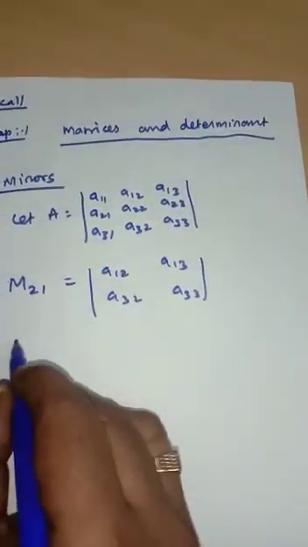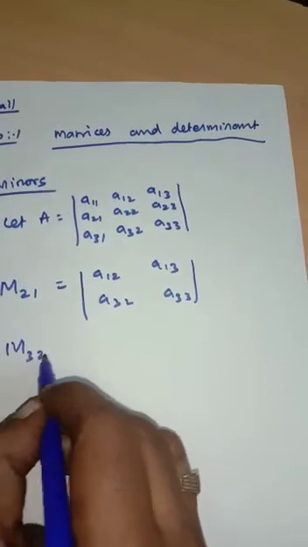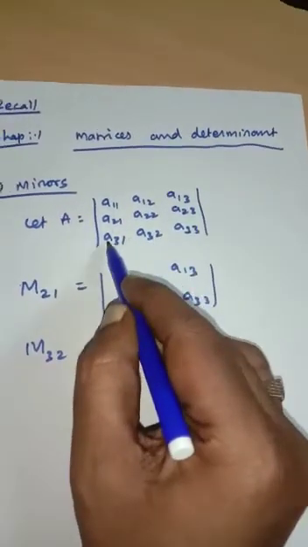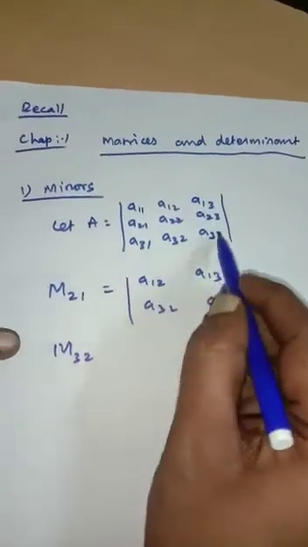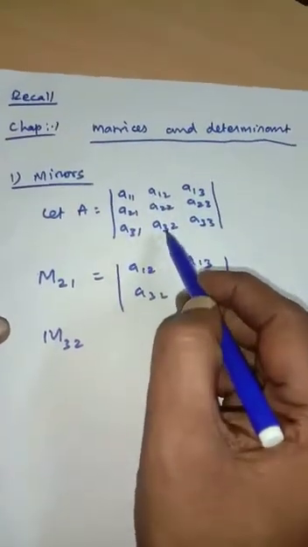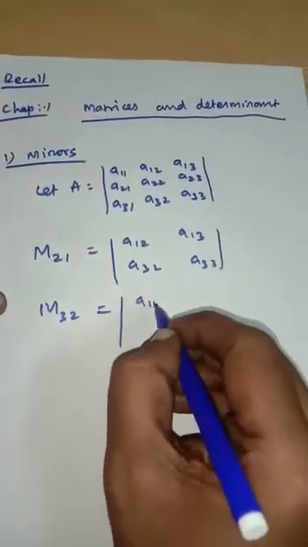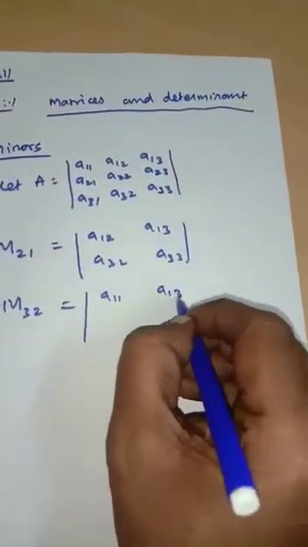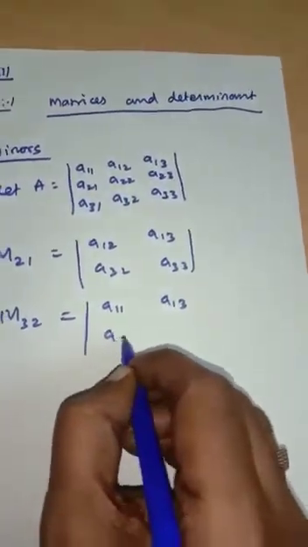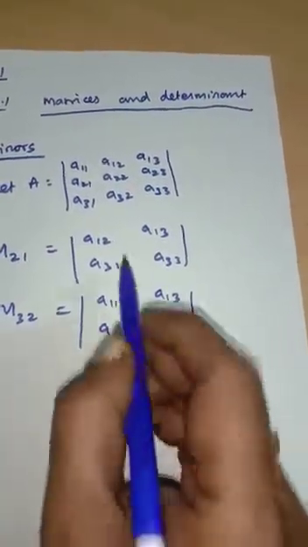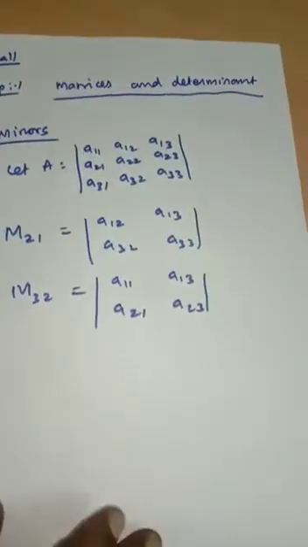Another example is M32, the minor of A32. Delete the third row and second column. We get A11, A13, A21, A23. This is the minor of A32.